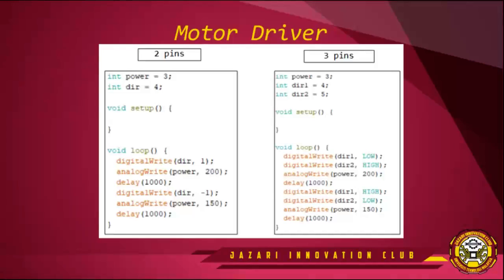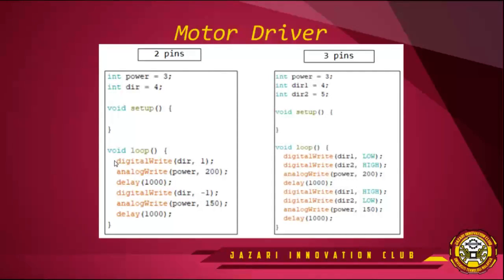Let's assume we already declare all the things, and we already put pin mode here. Let's have a look. For 2 pins, usually we have 1 pin for power and 1 pin for direction. This is connected to D3 and D4. Don't forget to put your pin mode inside the void setup, and then you can straight away use void loop to write the coding.